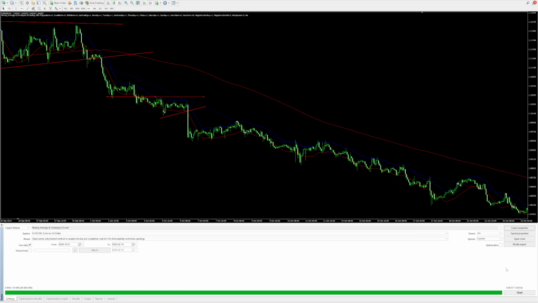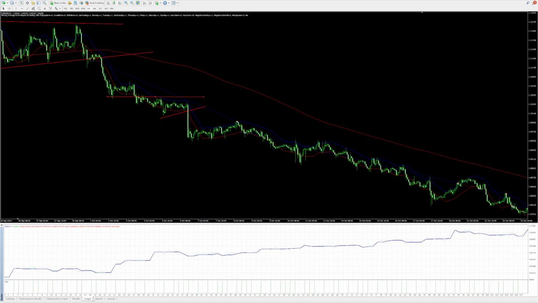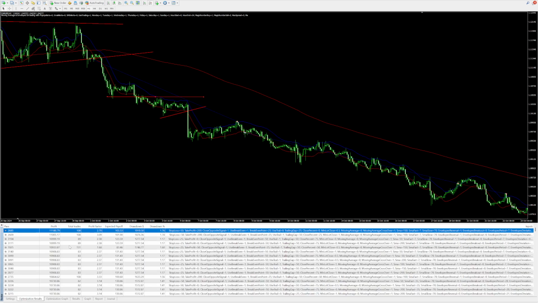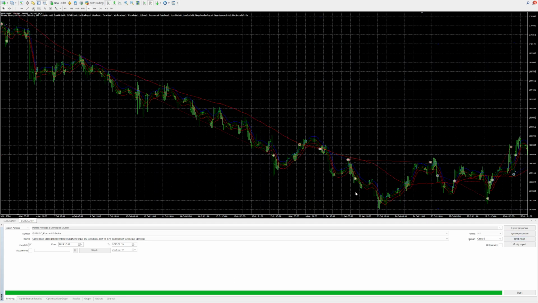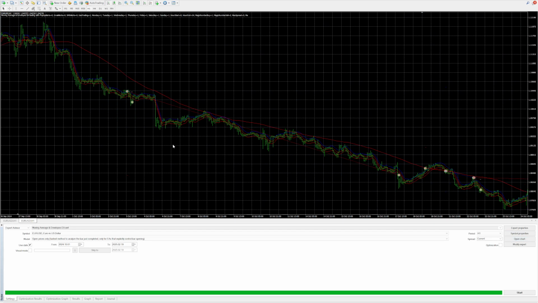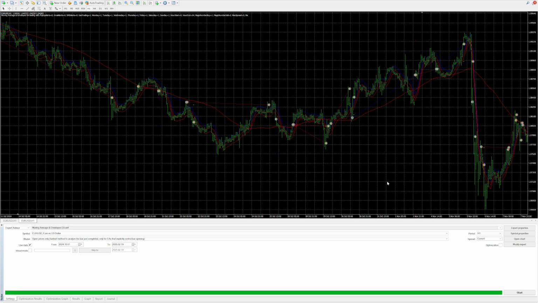Let's just uncheck optimization. Let's just run that individual test. Okay, and there you go. So that particular combination of settings produced not a bad graph at all. You can just open chart to see the trading activity that it would have done.